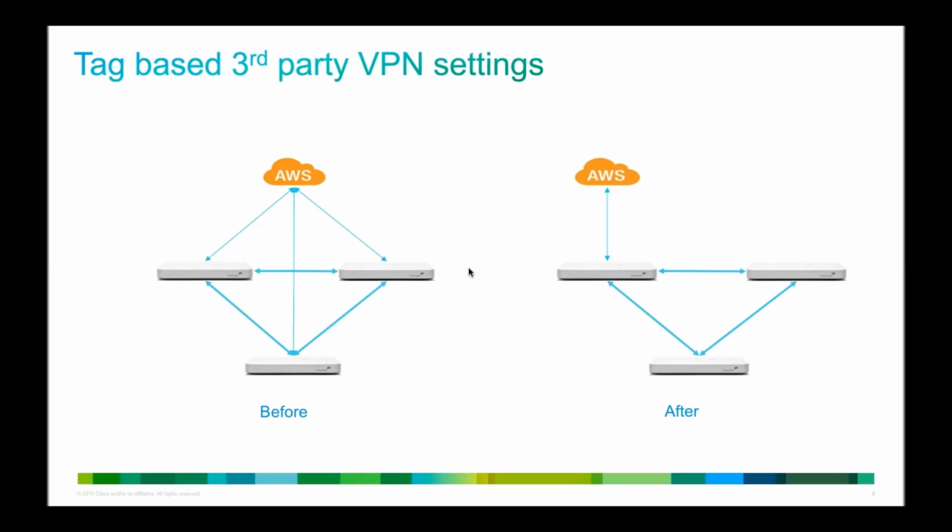So in the past, if you wanted to talk to AWS, by default, all MXs would try to establish a connection. And in some cases, that's desirable, but in many cases, there are limitations with that. Now, with the new tag-based VPN capability, third-party VPN capability, you can tag your devices, and only the devices that are tagged with a specific tag will participate in that VPN setting.